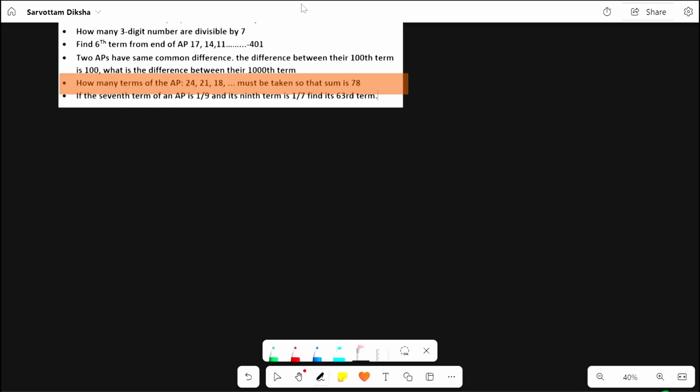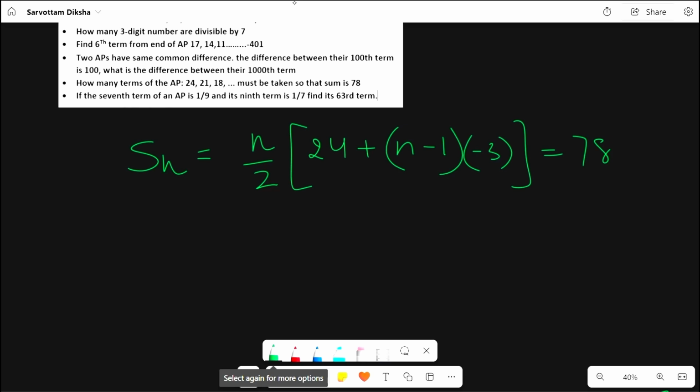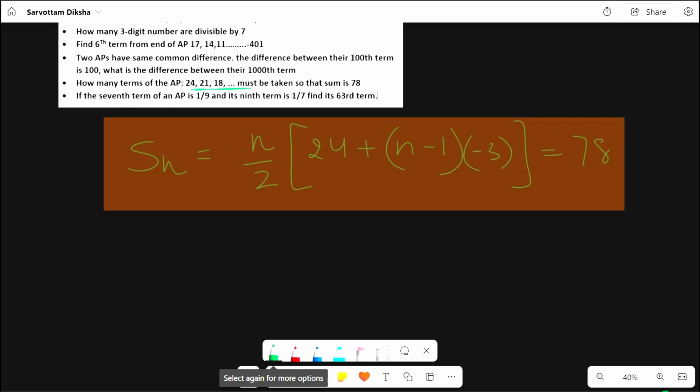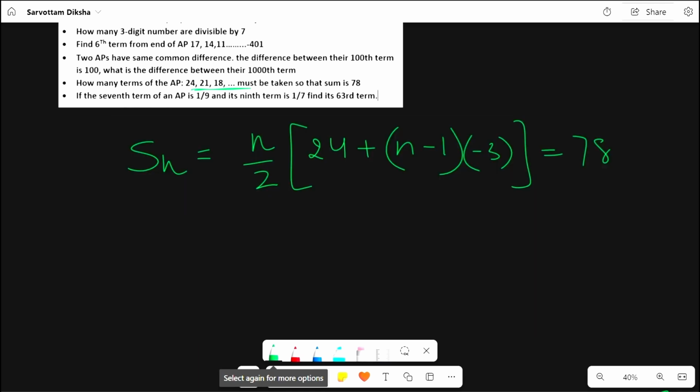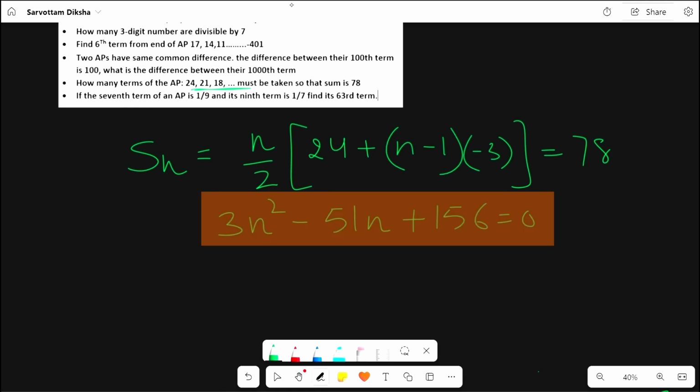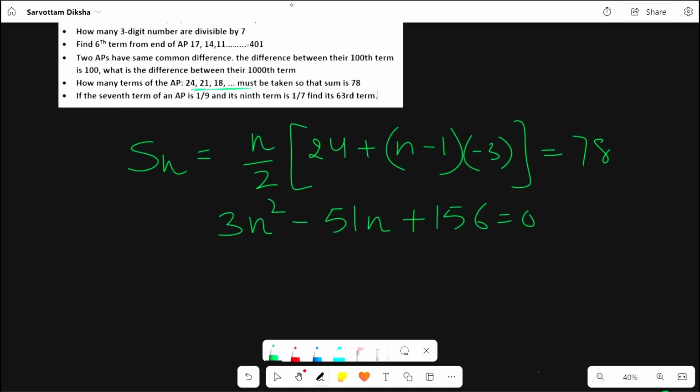My second last question is also very important. Let us frame the equation according to the data they have given. Sum of n terms of this AP given is 78. So I have applied the SN formula. Definitely I will get a quadratic here. After simplifying, this is the quadratic I will get. And after further factorizing, I will get two values of n. N will be 4 or 13.